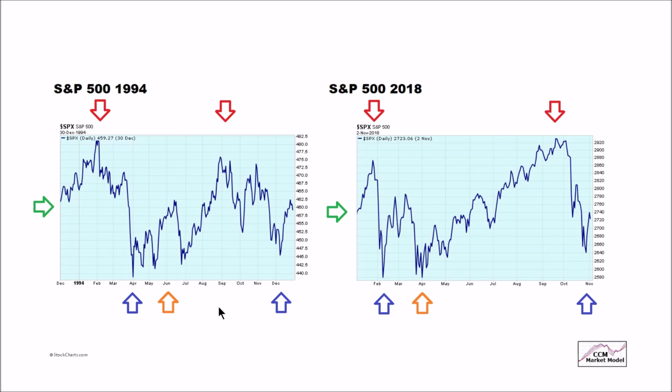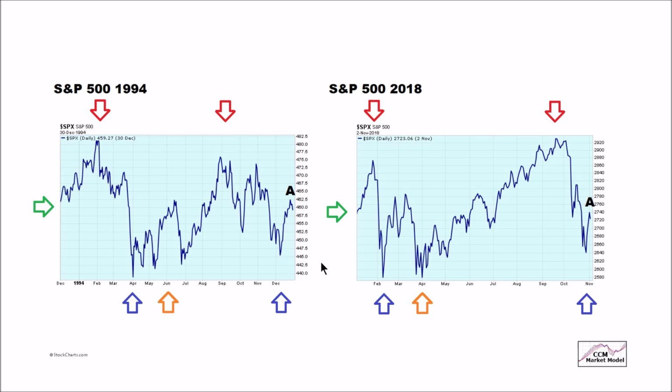So it's fair to say there are some similarities between the pullback and consolidation in calendar year 1994 and the pullback and consolidation in calendar year 2018. This chart is dated November 2nd, 2018. This chart is dated December 30th, 1994. So we can make a logical argument that this point here in 2018 is somewhat similar to this point here in 1994.